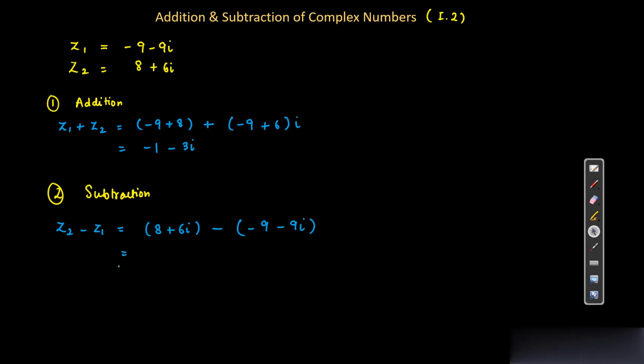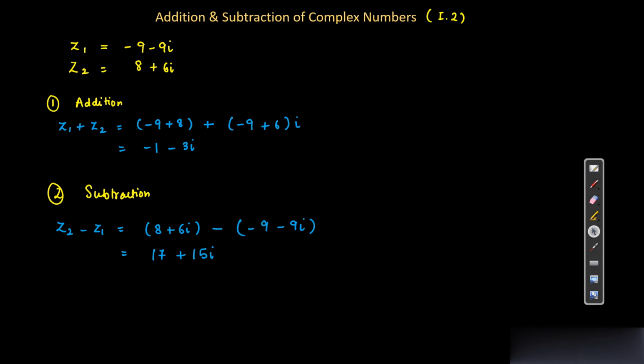Can you try this out? One sec. 17 plus 15i. Okay, that's correct, 17 plus 15i. So this is the value of Z2 minus Z1. So this is all about addition and subtraction.